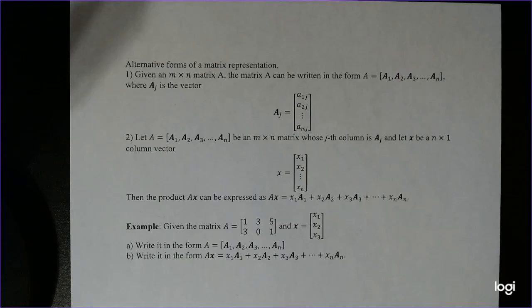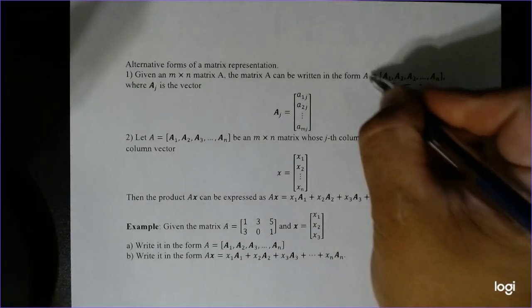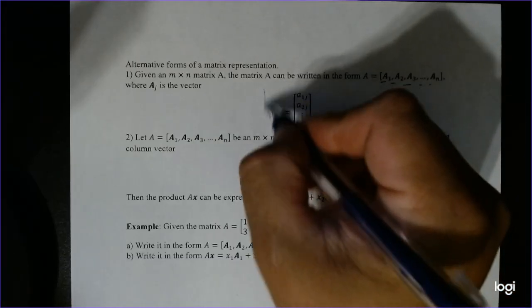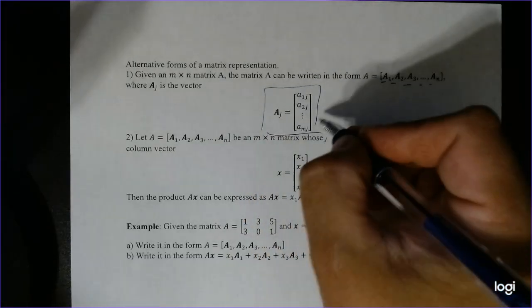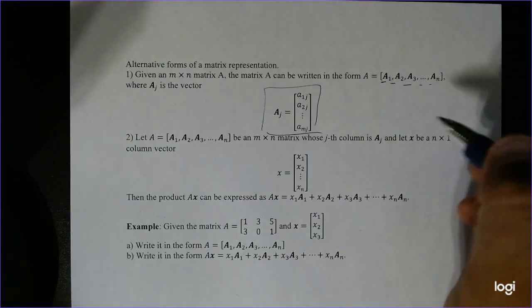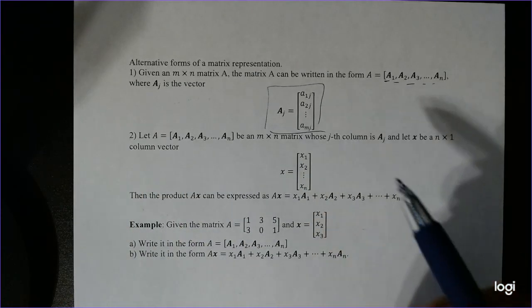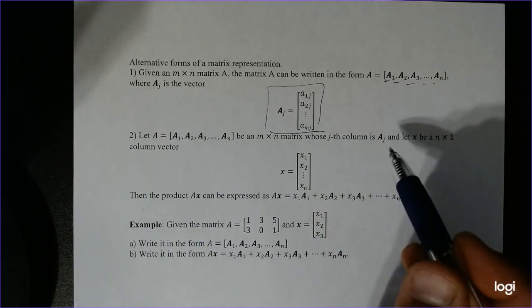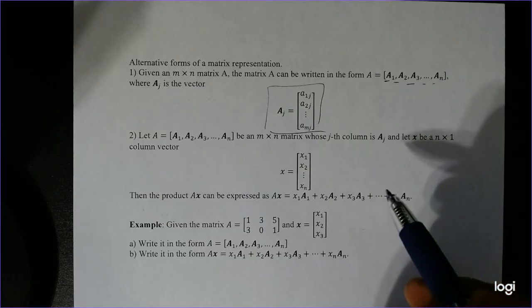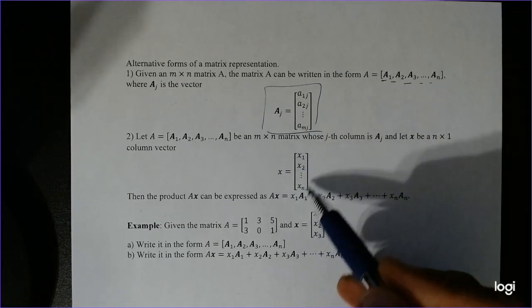Given an n by n matrix A, the matrix A can be written as A equaling A1, A2, A3, A4, where each individual one is a column of the actual matrix. It kind of looks like this. Then A1 is going to be the first column, then the next column, and so on. That's what that represents. Now, there's the other one. Let A be this type of situation, with the jth column Aj, and let X be an n by 1 column vector, looking like that.